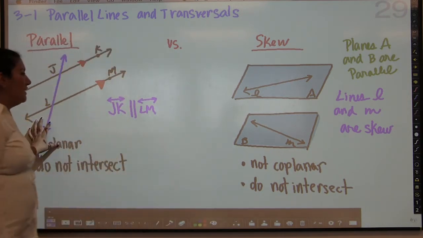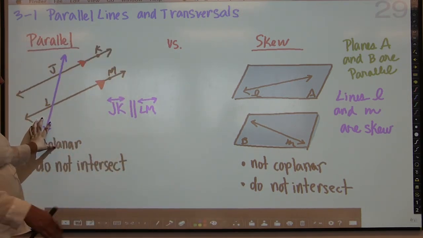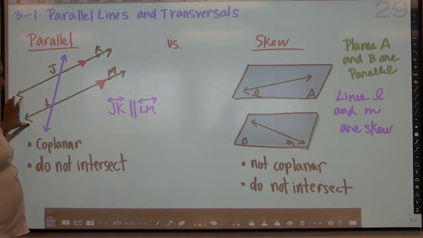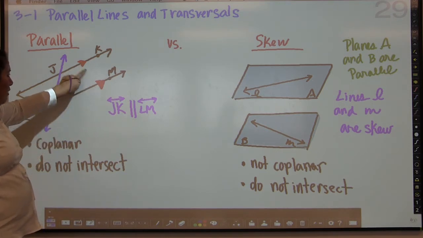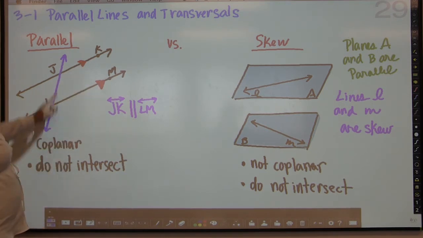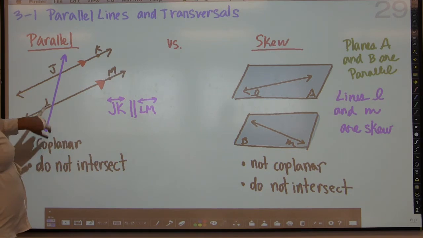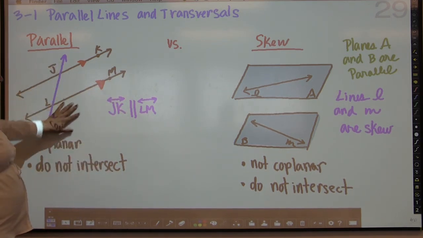So the parallel is really easy. Most of you already have seen parallel lines in algebra, not a big deal. You have two lines. In geometry, we denote parallel lines by these two red arrows. And then we have this line that's crossing the parallel lines. But basically we know that line JK and line LM are parallel. And so they're in the same plane because they're on the same flat surface.